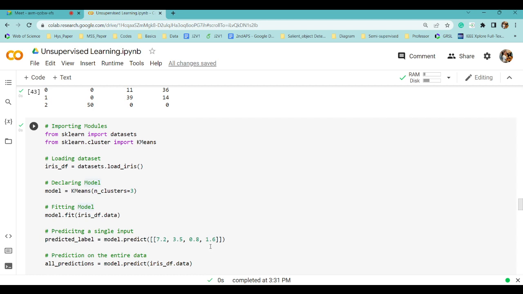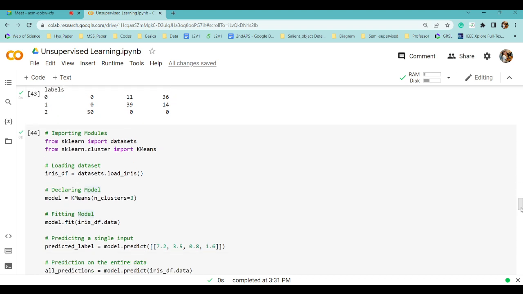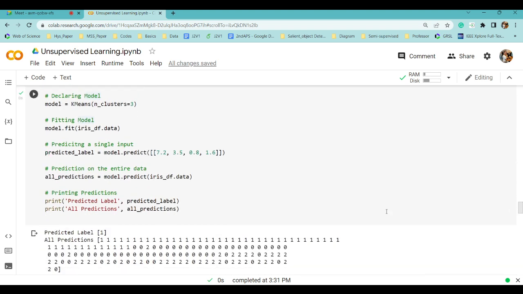So these are values you can obviously change: 7.2, 3.8, 3.5. These are random numbers I've taken, and they are sepal length, sepal width, petal length, petal width, and based on that, it has to tell which category it will belong to. We were having three categories, right? 0, 1, and 2, with names like setosa, versicolor, and so on. So we do the prediction. This time I have done two predictions.